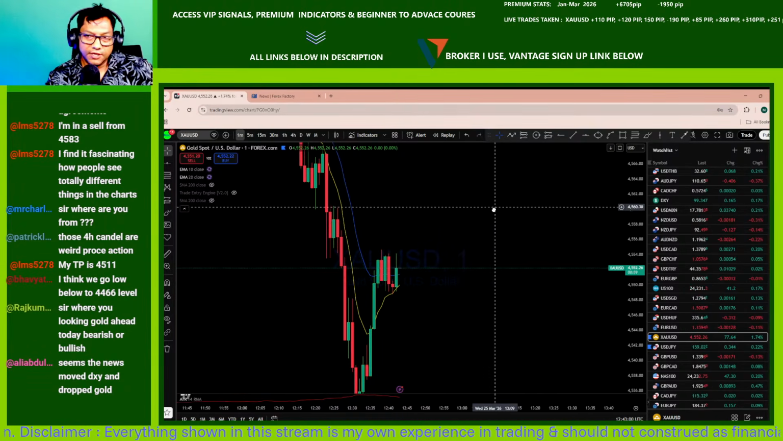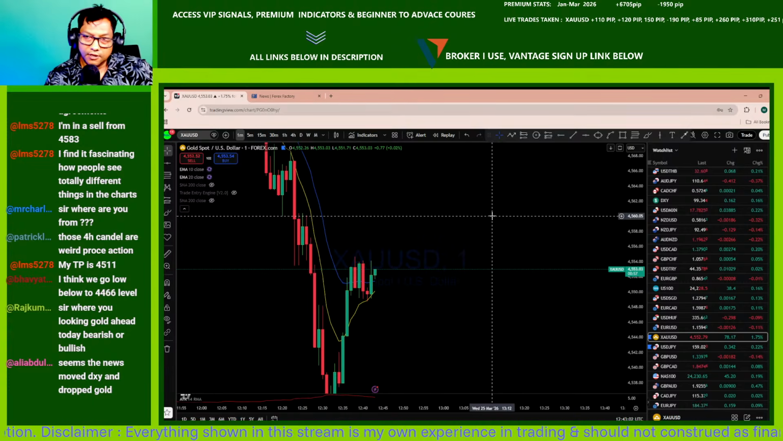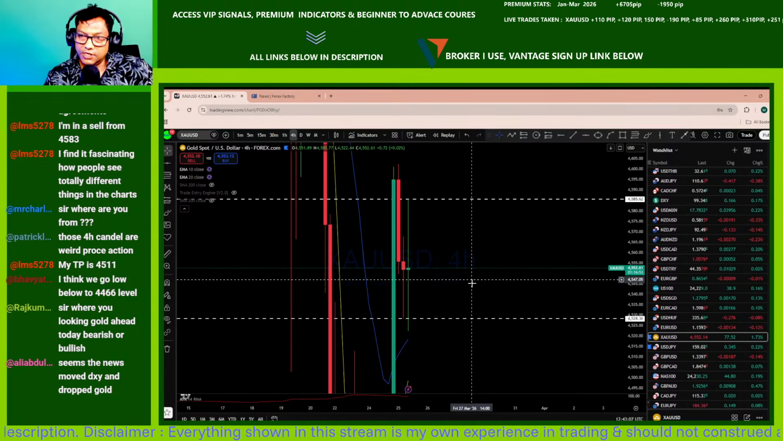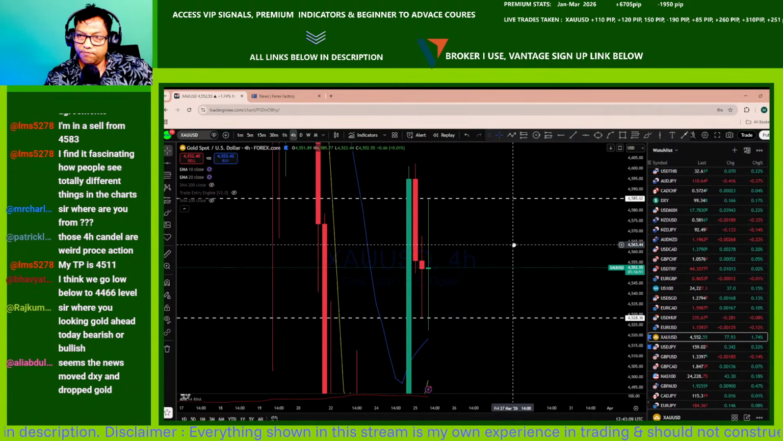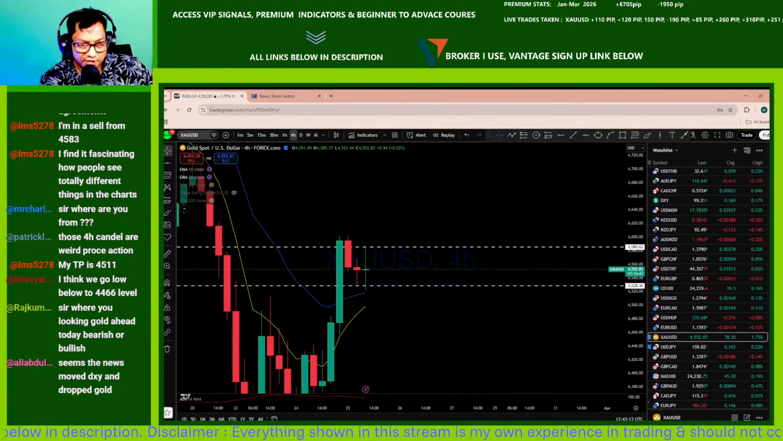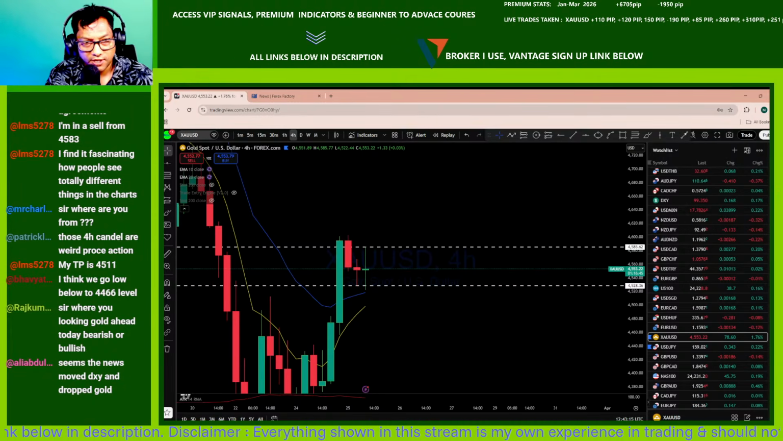So the market is, if you look at the 4 hour, it's just tested both directions. It's created an interesting long doji formation here in that area, which is interesting to look at.